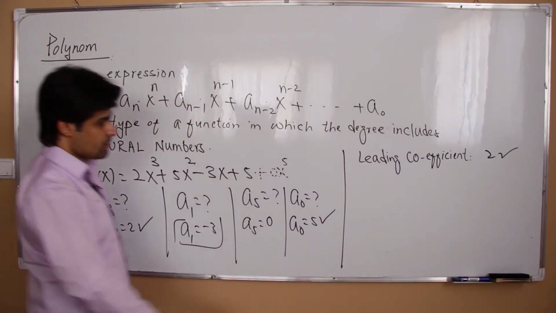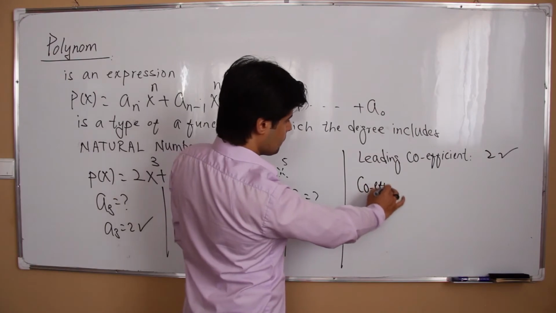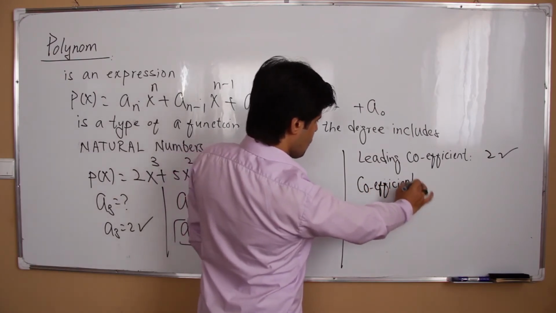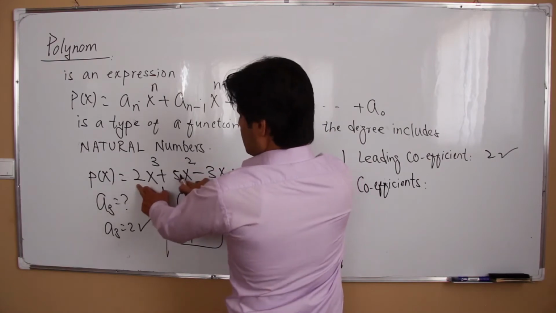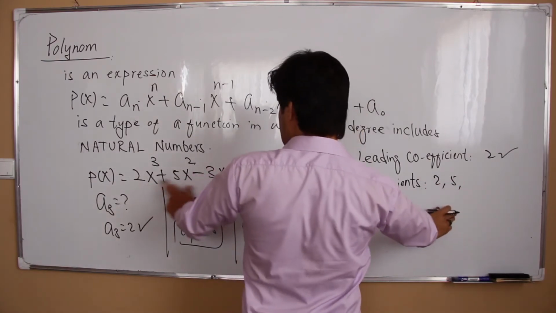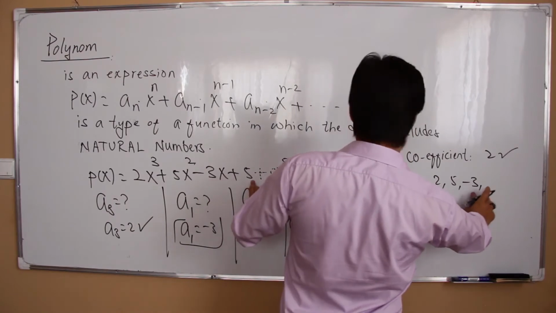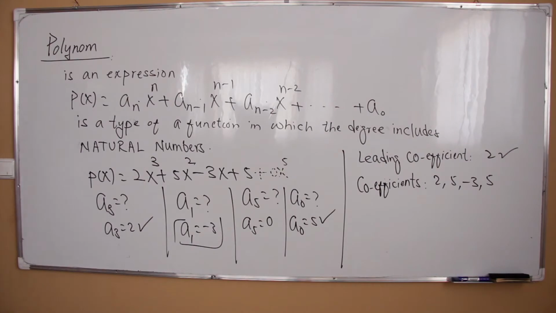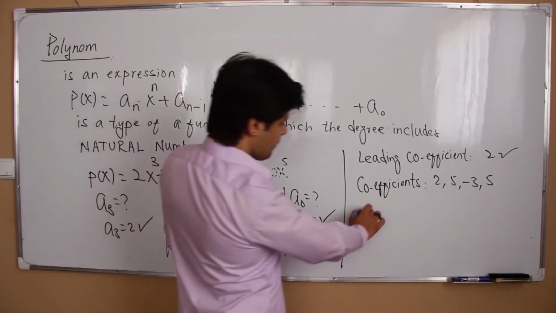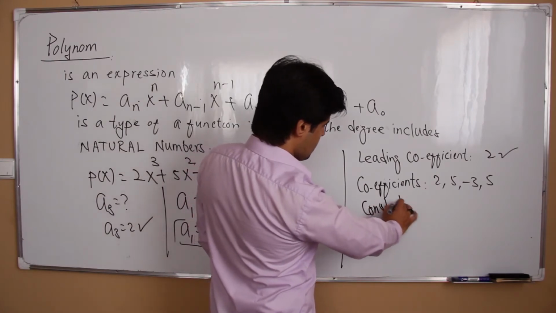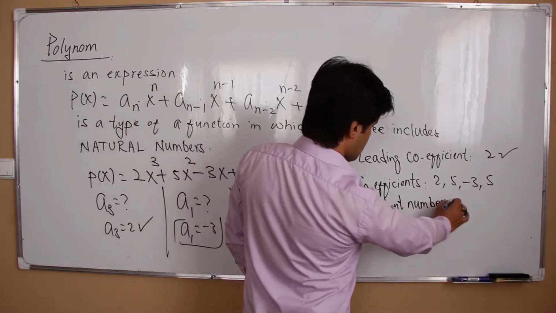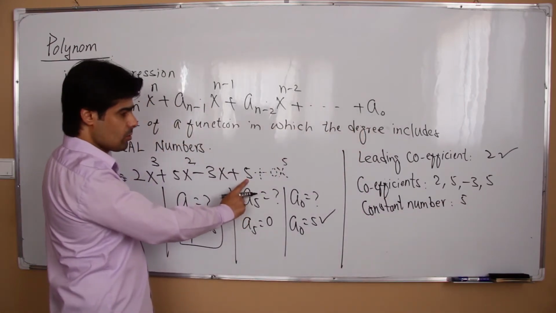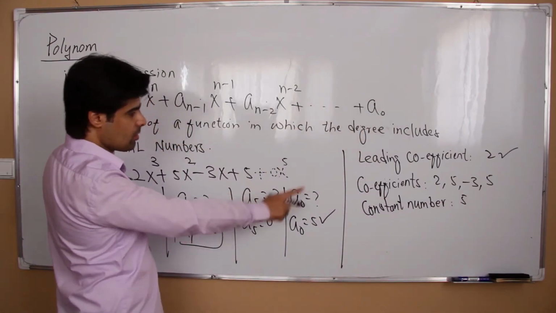So we can say the leading coefficient is 2. What are the coefficients? One is 2, the next one is 5, the next one is minus 3, and the next one is 5. These are the coefficients that we can talk about. Also, we can say what the constant number is. The constant number is 5. This is also a coefficient, and this is also called the constant number.